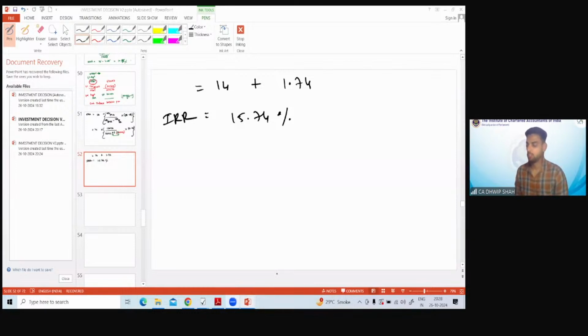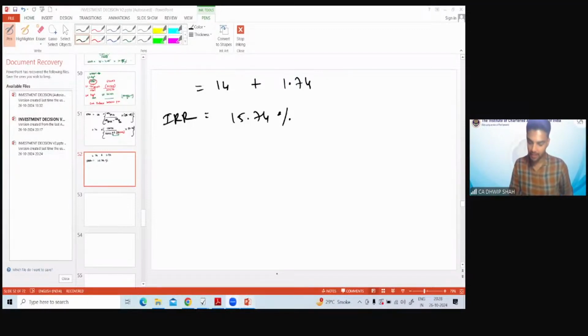Yeah, because the gap between your two trials is very huge, the accuracy will not be close. Okay, so that is also correct. 15.86 is also correct. Since the gap between the two discounting rates is very high, it will not give a more accurate result. Lower the gap between the two rates, higher would be the accuracy.